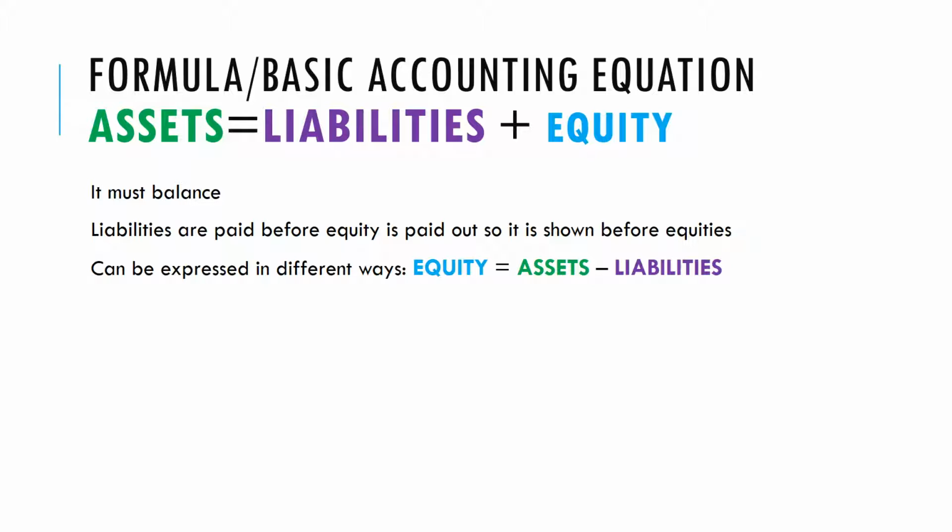And it can be expressed where liabilities equals your assets minus your equity. One thing that is critical is when you actually see this formula, or when you actually see a balance sheet, your liabilities come before equity. And that is because your liabilities are generally paid out before the equity is paid out. So it's shown before that.